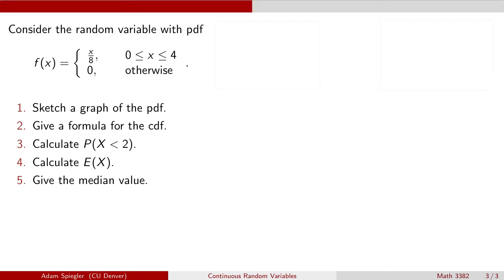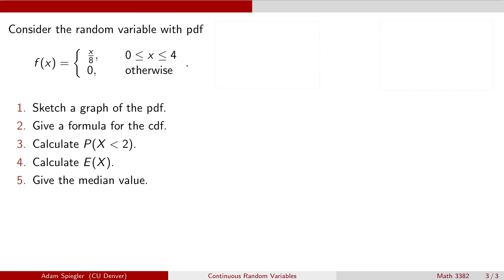And so let's first think about how we could sketch a graph of the PDF, how we could use that graph to construct a graph and find a formula for the CDF, and then how we can use information from the PDF or the CDF to do some calculations, like calculate the probability that x is less than 2, calculate the expected value or the median.